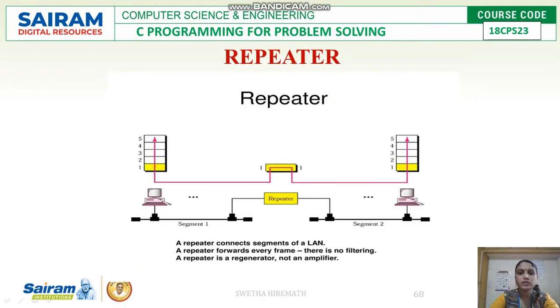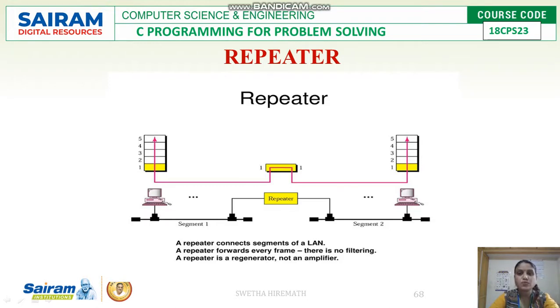Then coming to the repeaters. A repeater connects the segments of a LAN. So more than one LAN will be connected together with the help of a repeater. If this is one LAN connection and this is the other LAN connection, all these LANs together will be connected over a network with the help of a repeater. A repeater connects the segments of a LAN. A repeater forwards every frame.